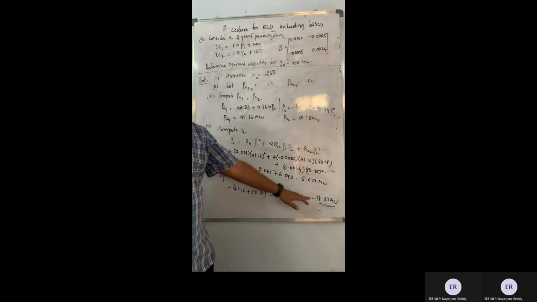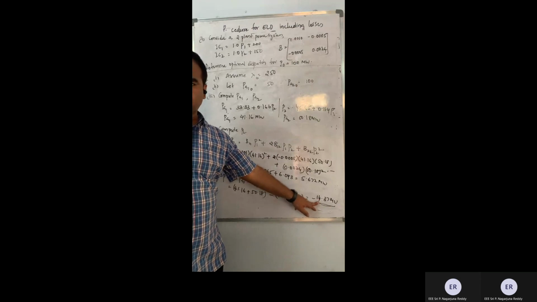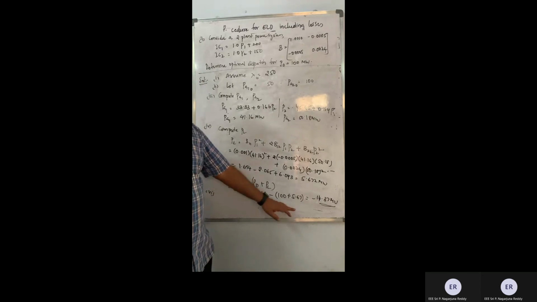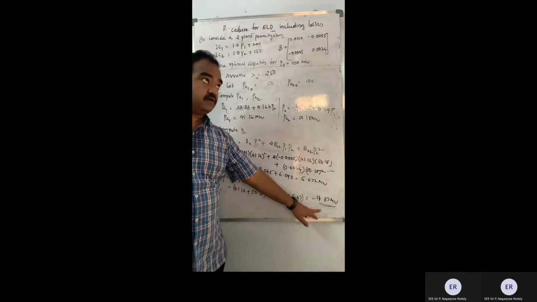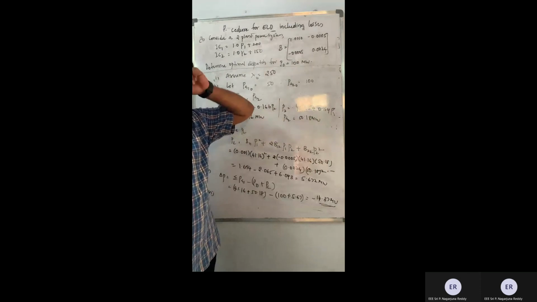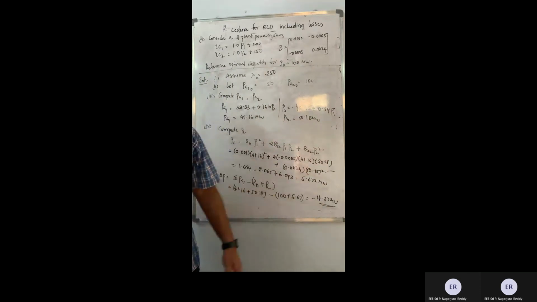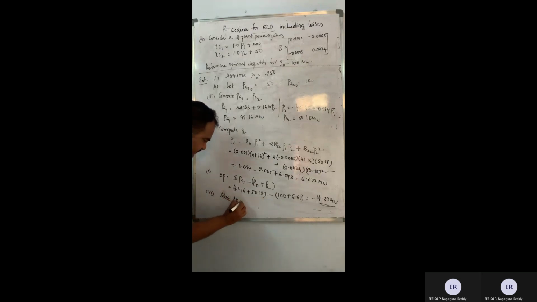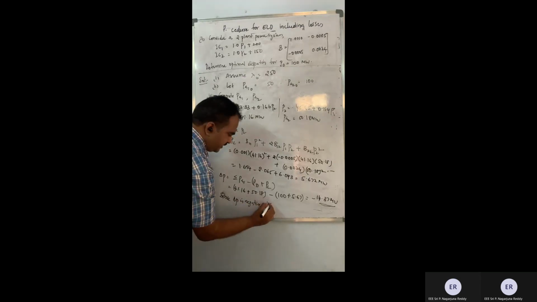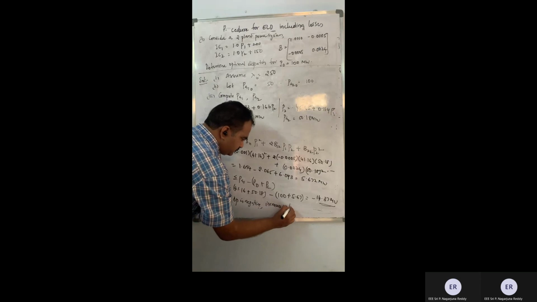Since my delta P is negative, what I'll be thinking is that my delta P should be very close to zero. This is not close to zero. This is a very big value when compared to the demand of 100 megawatts. So I will try to revise the value of lambda. Since delta P is negative, increase the value of lambda.